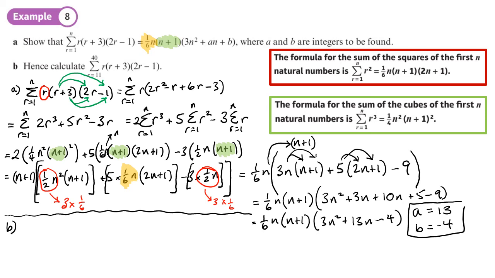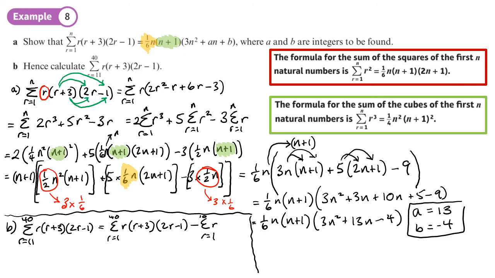Part B. Hence calculate that sum. So that sum from 11 to 40 of r plus 3 to r minus 1 is going to be the sum from 1 to 40 of this r plus 3 to r minus 1, subtract the sum from 1 to, so if I'm going from 11 up to 10, r plus 3 to r minus 1. Right, well, so what will that equal?